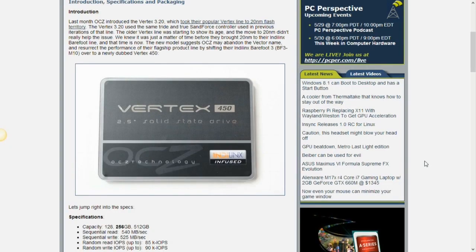So everybody's used to OCZ Vertex being equated with SandForce. And Vector, which was the newest version of the Barefoot 3 Indilinx thing that happened, right? Vector was the other one, Vertex and Vector.